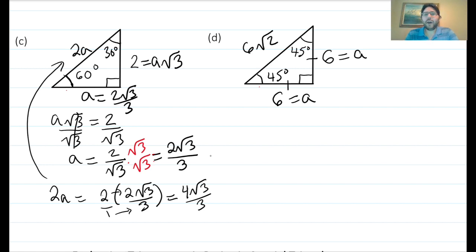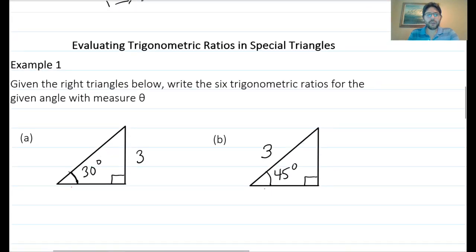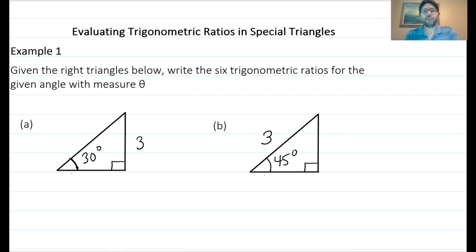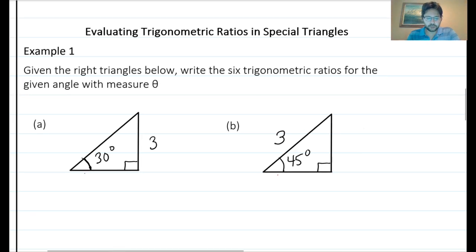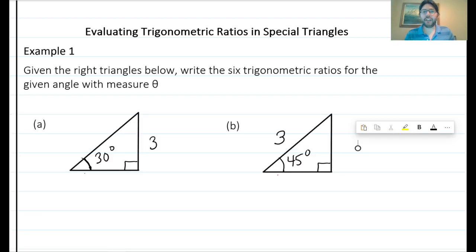So now we know how to find the missing side if we're given a specific type of triangle. Now we're going to use this knowledge to help us find the trig ratios. So we need to find sine, cosine, tangent, cosecant, secant, and then cotangent. So the 6 trig functions from the previous lesson, or part 1. We want to be able to evaluate trig functions, trig ratios, for special triangles. So given the right triangles below, write the 6 trig function ratios for the given angle with measure theta.